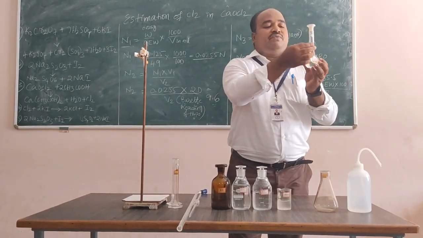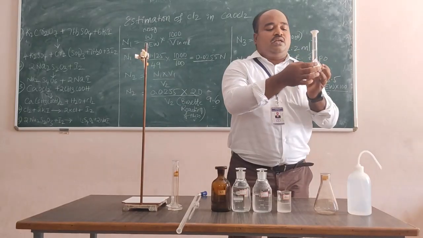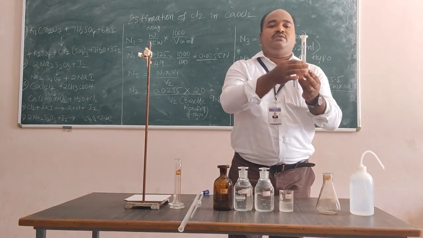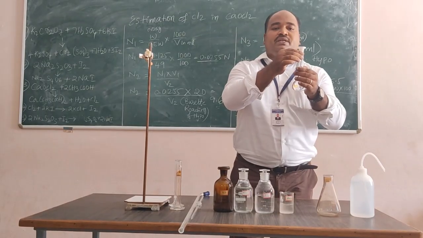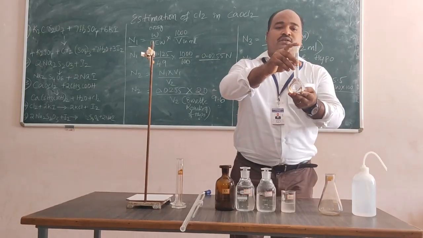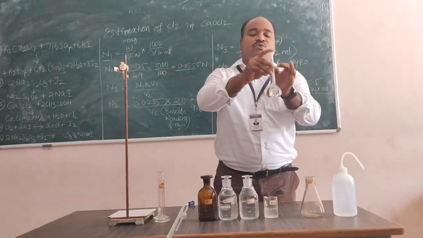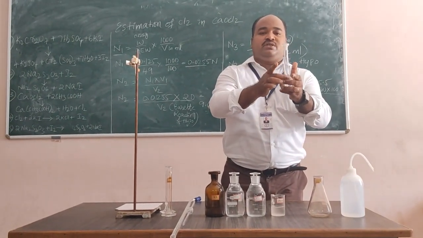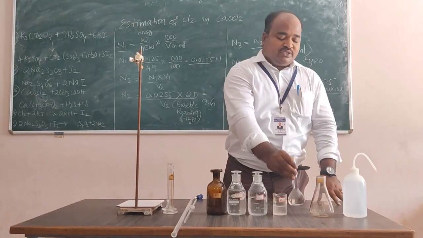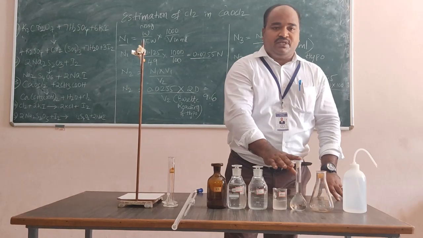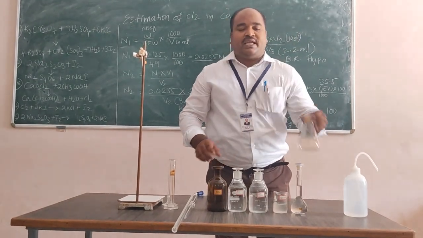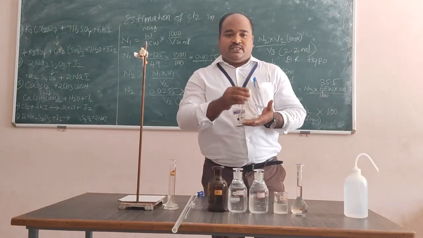I have made it up with distilled water until this point. This is a colorless solution, and we take the lower meniscus. This bleaching powder solution contains active chlorine. From this we need to take 10 ml of this solution into a clean conical flask. I have already cleaned this conical flask.